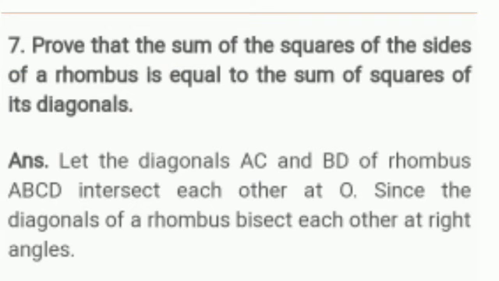So the next question is: prove that the sum of squares of the sides of a rhombus is equal to the sum of the squares of its diagonals. Students, the sides of a rhombus are all equal in size. So that means we have to prove that 4 times the side square is equal to the sum of the squares of its two diagonals.